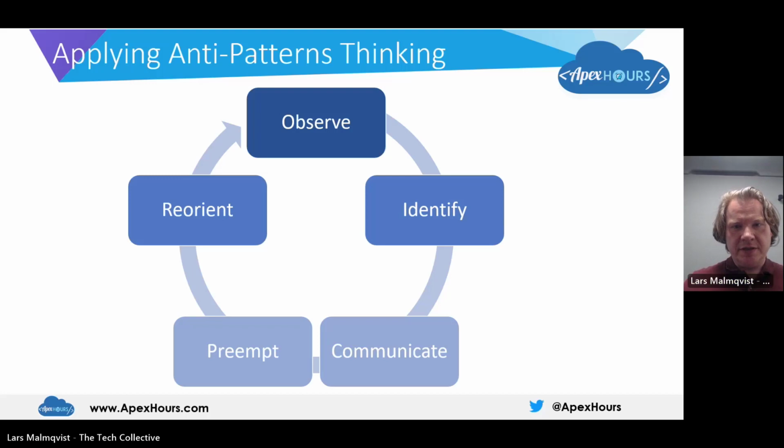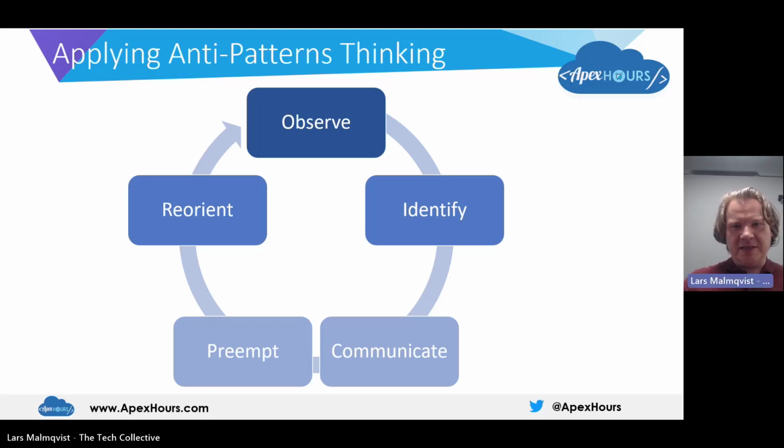entrenched. So we can break that process into 5 main stages: observe, identify, communicate, preempt, and reorient. And keep in mind that this is a continuous and cyclical practice, so you should always be learning, adapting, and improving. But if we take it in turn, right?